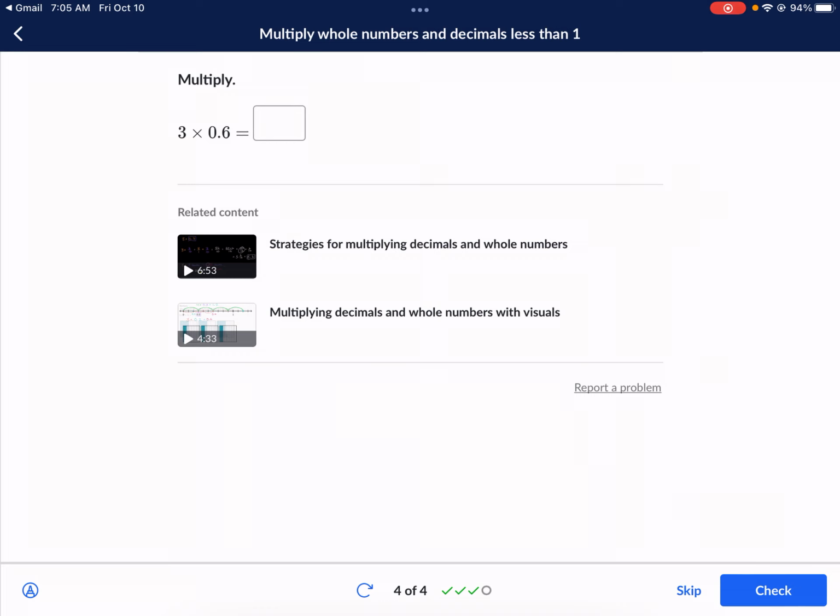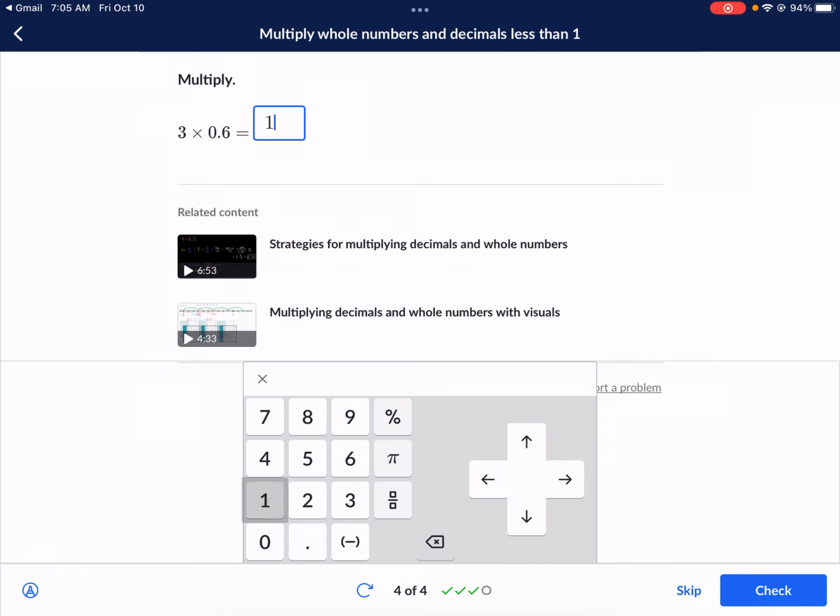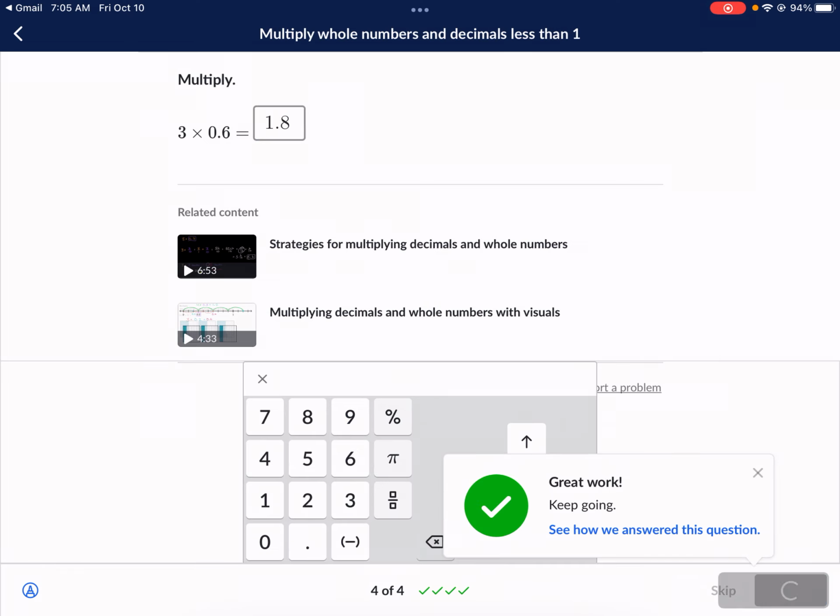Last one. This one you can even do in your head. Think about it this way. 3 times 6. We know that answer. It's 18. But there's one number after the decimal point. So we need one number in 18 after the decimal point, 1.8. That's how you do it. That's how I like to do it in my head also. 1.8, and we're done. We got it.